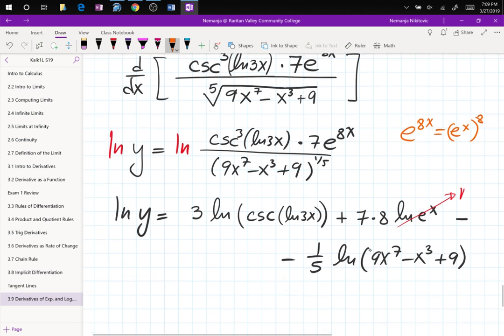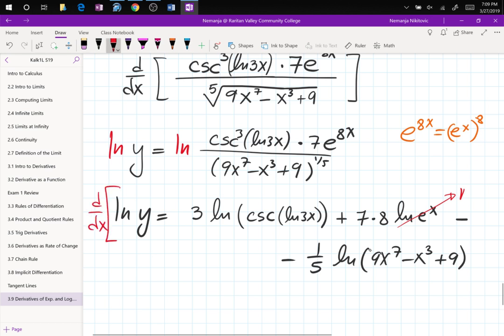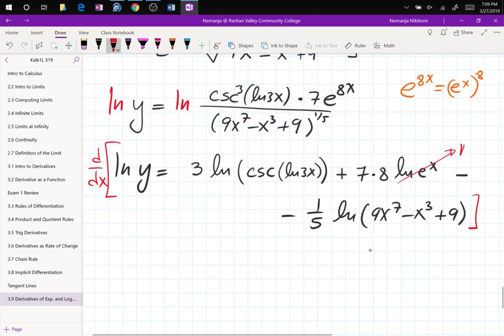Great. It's time for us to differentiate with respect to x. The derivative of ln y is 1 over y, and then we follow with dy dx, chain rule. And now we have a little spicy situation here because we have nested functions, but that's not a problem. Control C, Control V.